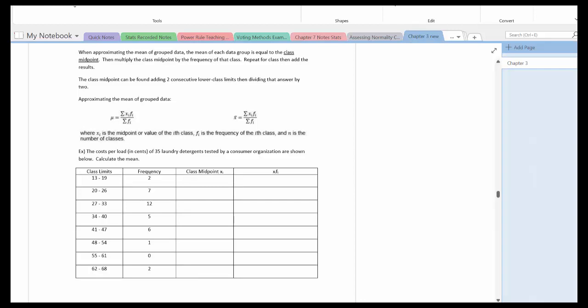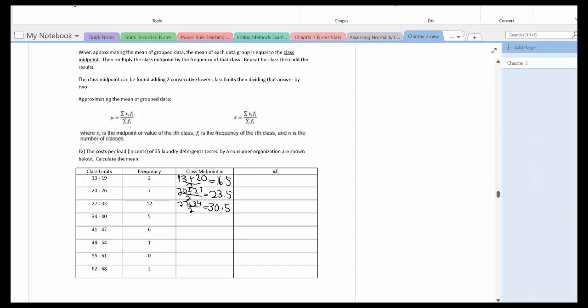We'll take the lower class limit that it's in, which is 13, then add it to the next lower class limit, which is 20, and divide by 2. We get 16.5. The next one would be 20 plus 27 divided by 2, and that's 23.5. The next one would be 27 plus 34 divided by 2, and that's 30.5. So you begin to see a pattern, right? The class midpoint is increasing by 7 every time.